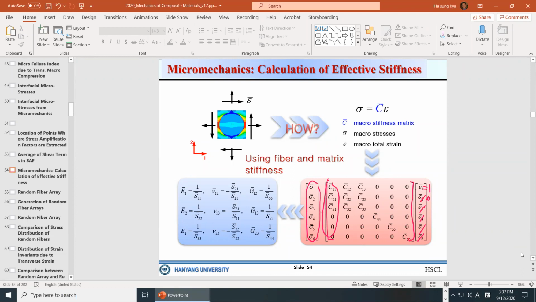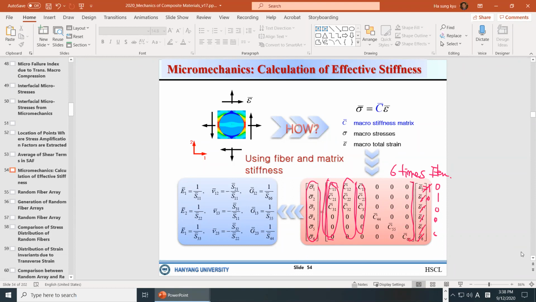So we apply 1, 0, 0, 0, and the reaction will represent this column. And for the second calculation, we have 0, 1, 0, 0, 0. We apply the boundary terms. The reaction will be the second column, and so on. So 6 iterations, and then that's how we get the C matrix, and we invert.